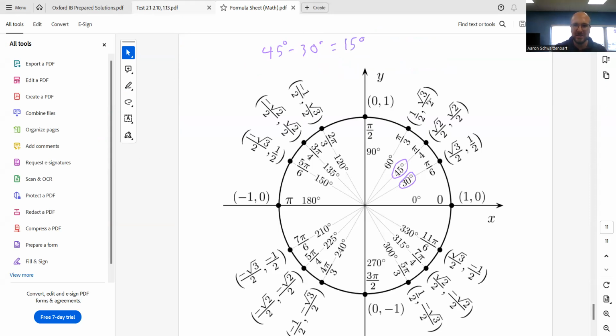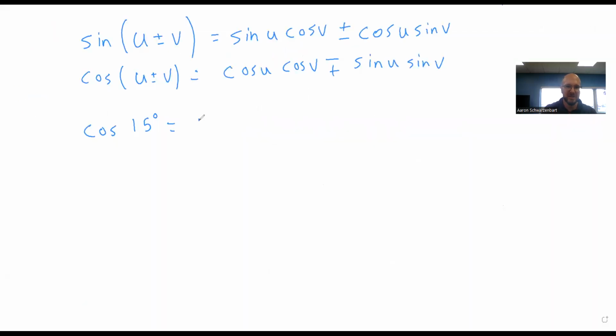Okay. So I can see that the cosine of 45 is square root of 2 over 2, and the cosine of 30 is square root of 3 over 2. So I'm just going to keep those noted and then go back to the whiteboard. So this is cosine of 45 minus 30.